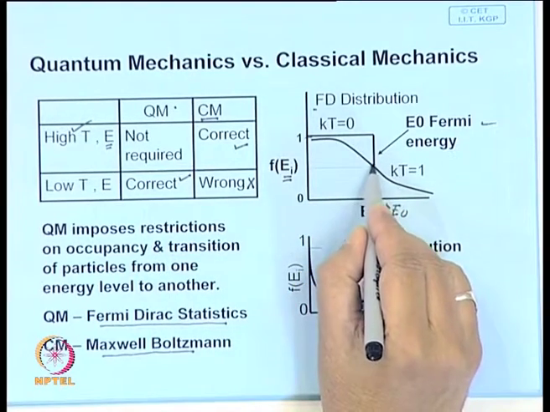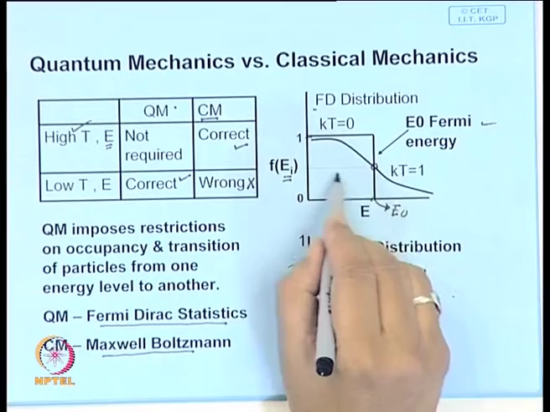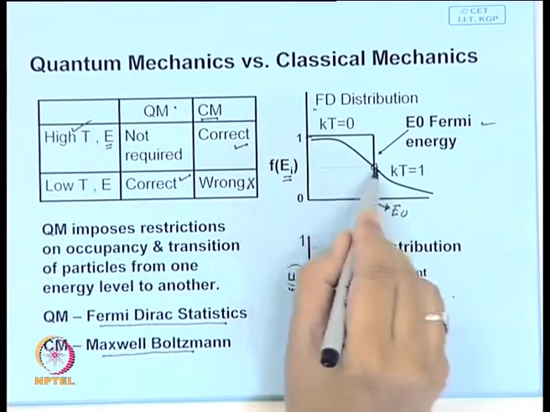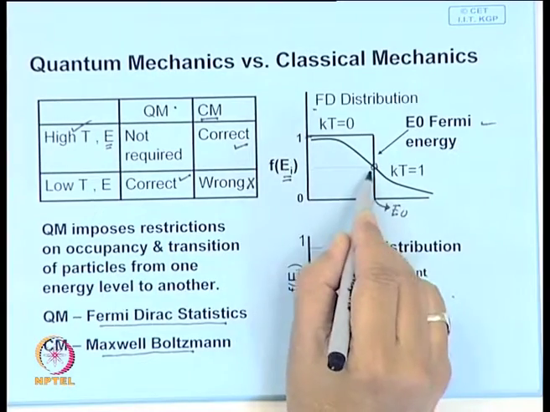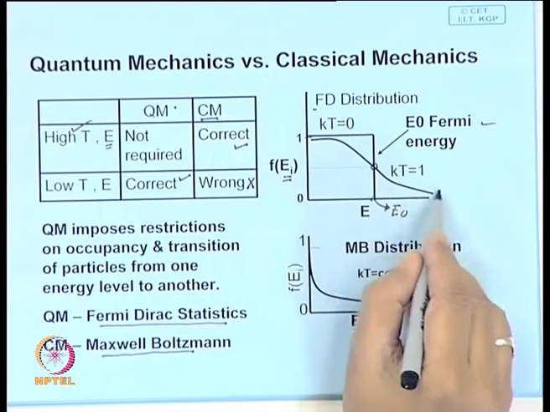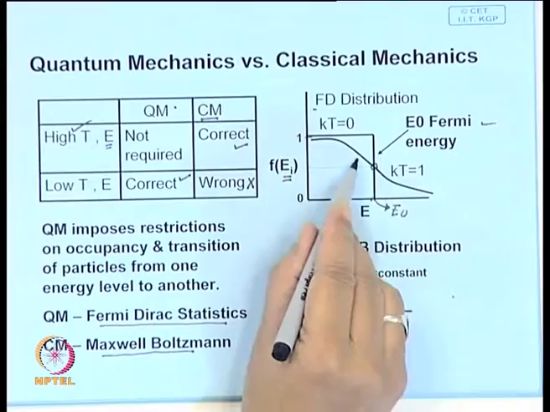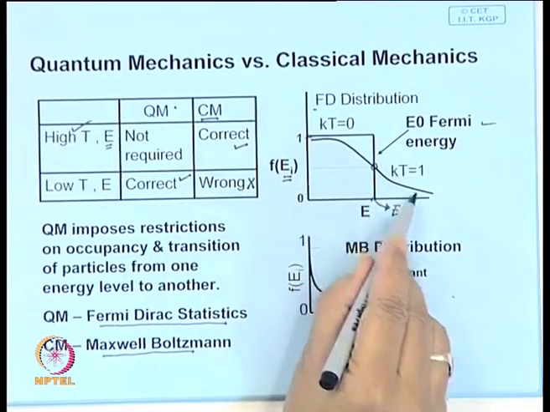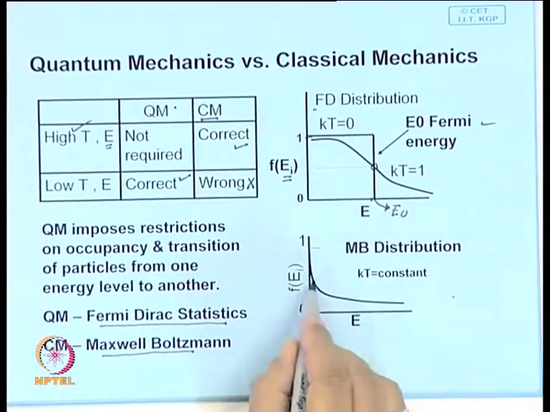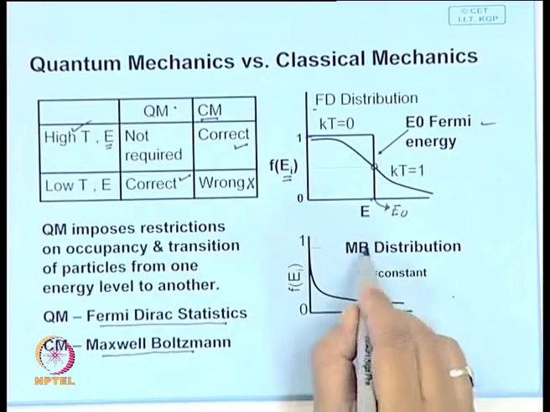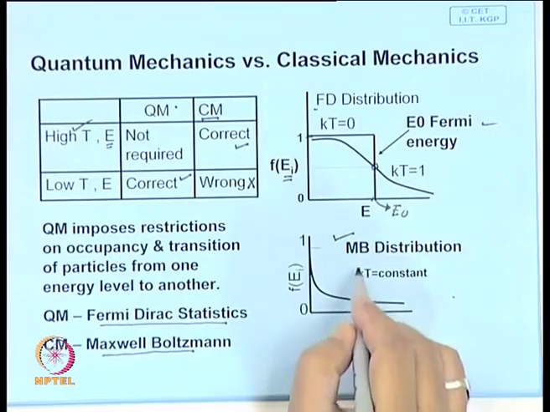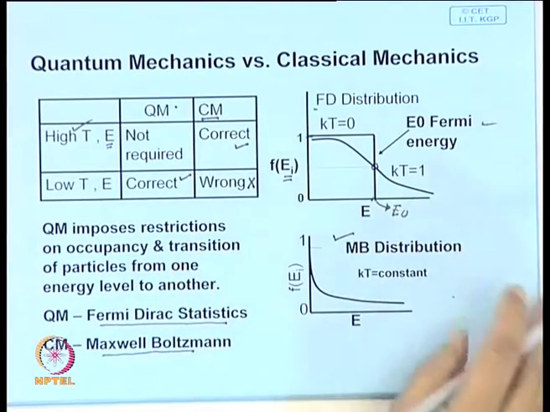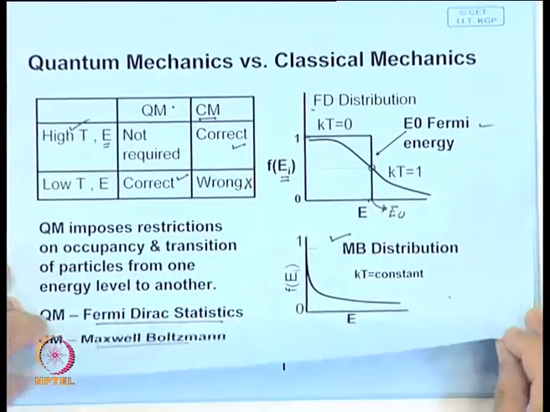So, at the Fermi level you can say half the number of electrons occupy energy less than the Fermi level and half beyond the Fermi level. So, this part of the diagram, the probability distribution, is very similar to that of the Maxwell-Boltzmann distribution. So, that is why at higher temperature both predictions are similar.